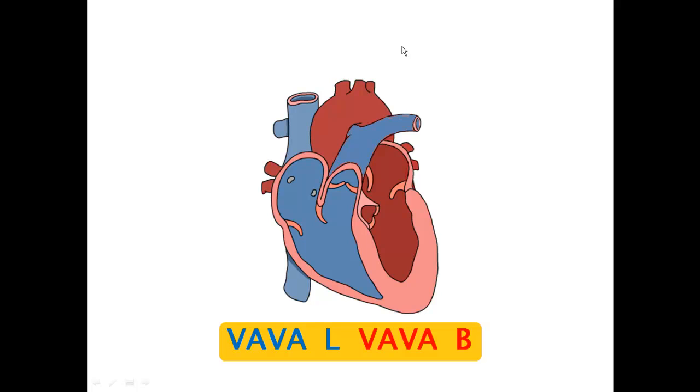So if you need to, take a moment and pause the video. Go back, and can you trace a drop of blood from the vena cavas all the way through your aorta? Now I have this little acronym that I always talk about here, VAVA L, VAVA B. And so I color-coded, and this is kind of the pattern here.